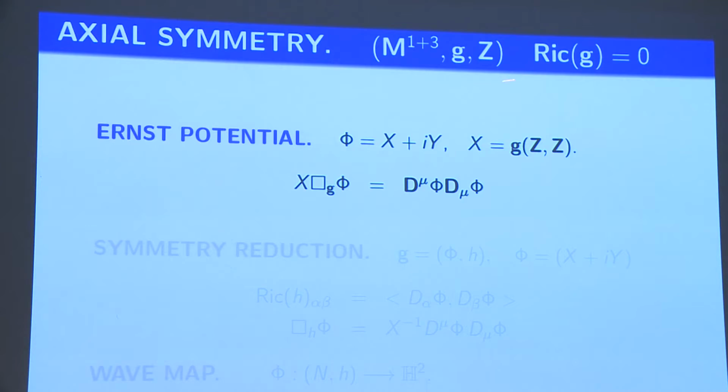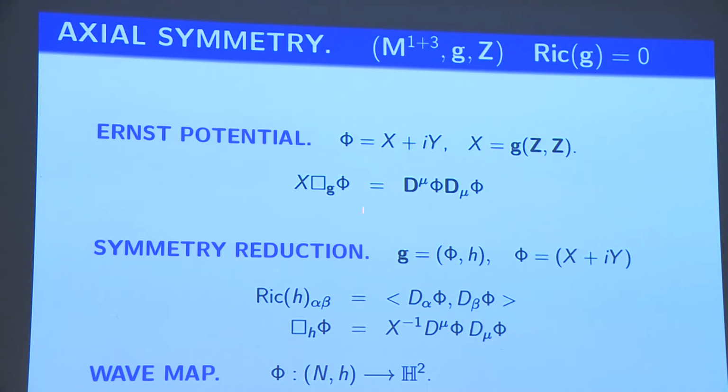So it's totally consistent. So it turns out that using this Z, you can construct the so-called Ernst potential, which is a complex scalar. So it's x plus iy, where x is just g of zz, so it's just something simple to calculate. And it turns out that phi verifies a wave equation. So in fact, it's actually a nonlinear wave equation. In fact, for people who recognize immediately, it's a wave map with values in hyperbolic space. Okay? Right? So this is part of the symmetry reduction.